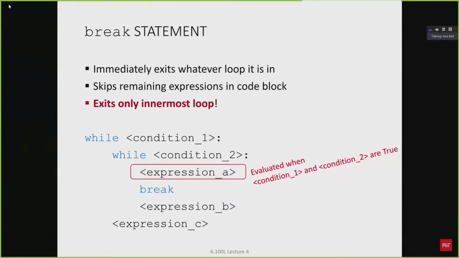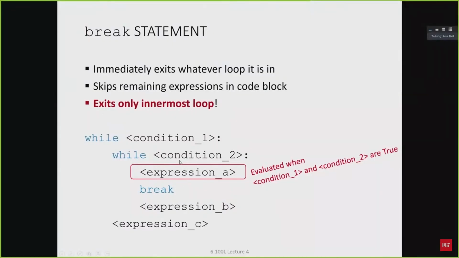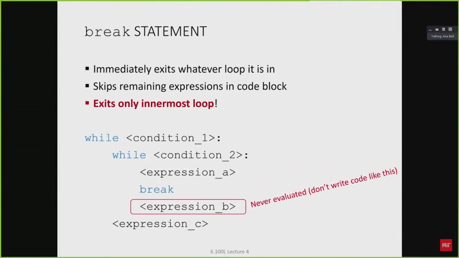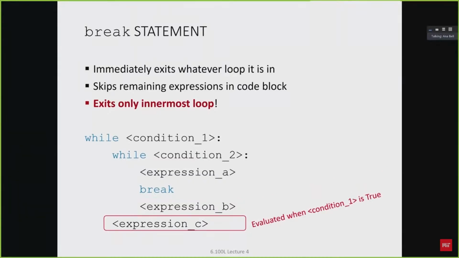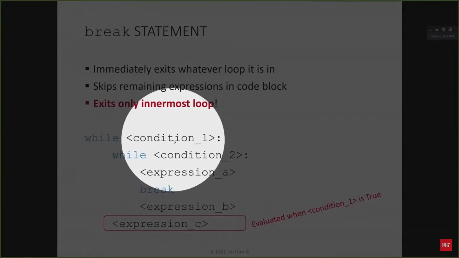So as soon as Python sees this break statement, it's going to immediately stop running the while loop. It's not even going to go back up and check the condition 2, which means that expression B will actually never get evaluated. So this is terrible code. We don't want to write code like this because expression B will never be run, right? But this is just to show you the impact that a break statement would have. And expression C will then be evaluated whenever condition 1 is true. Now, condition 2 may or may not have been true along the way, but expression C will evaluate only when condition 1 is true, right?